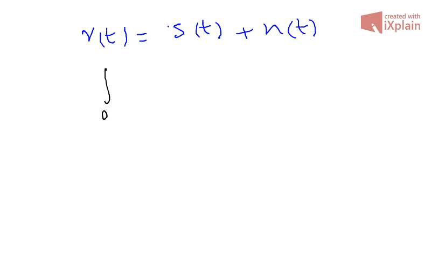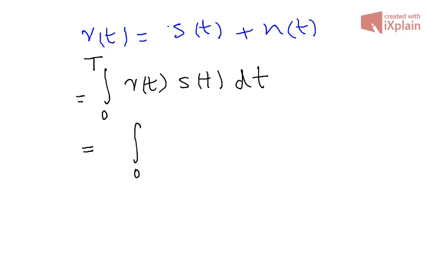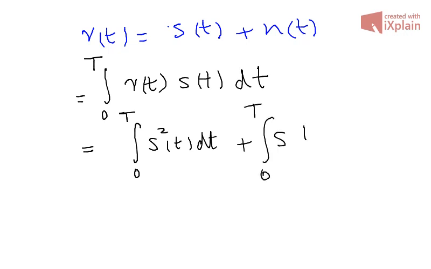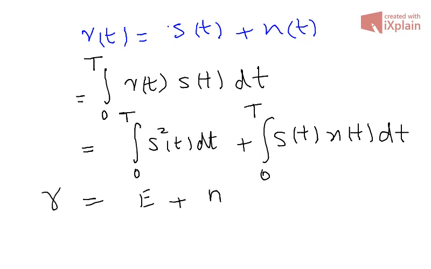the integral from 0 to T of R of t S of t dt, right? And we have proved that this is equal to the integral from 0 to T of s square t dt plus the integral from 0 to capital T of S of t n of t dt. This is the energy term, and this one is the noise term. This is our signal R, right?